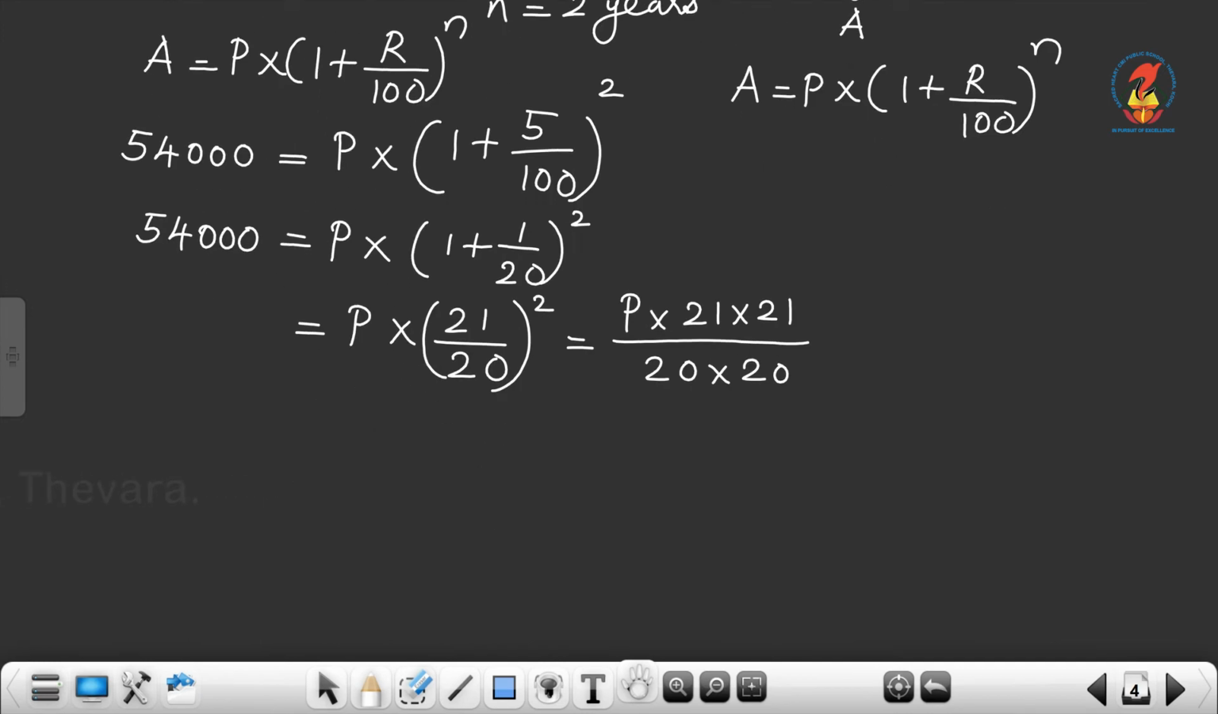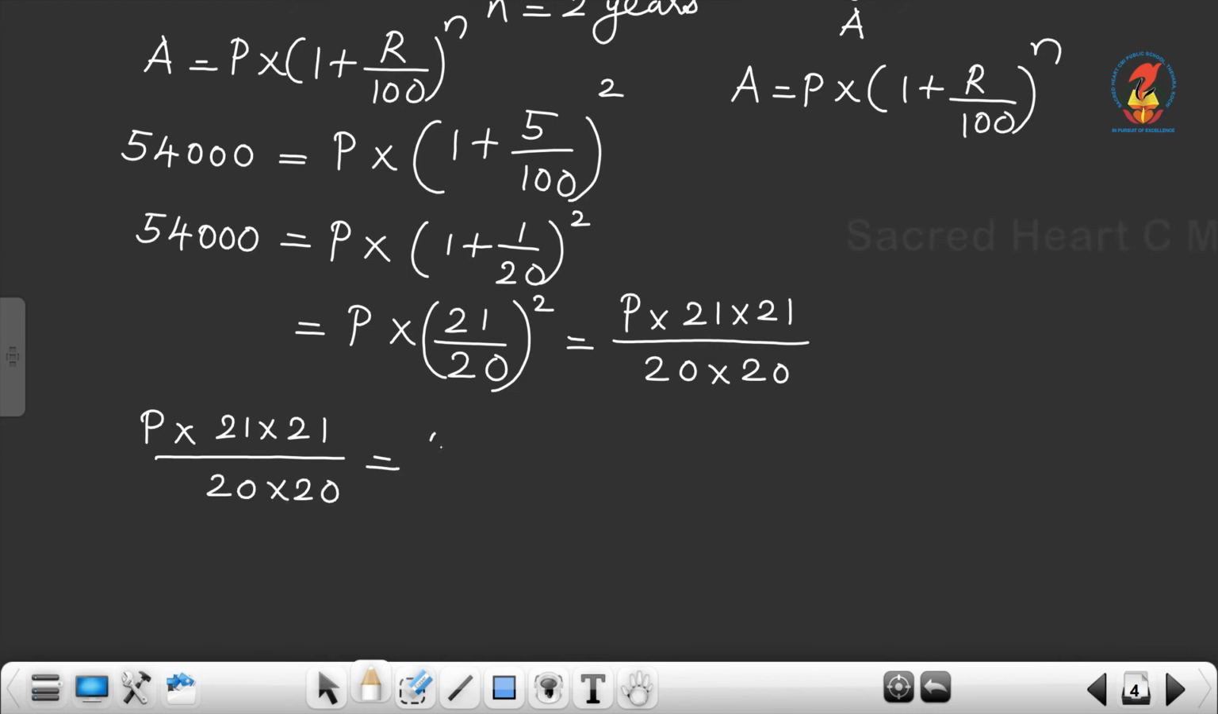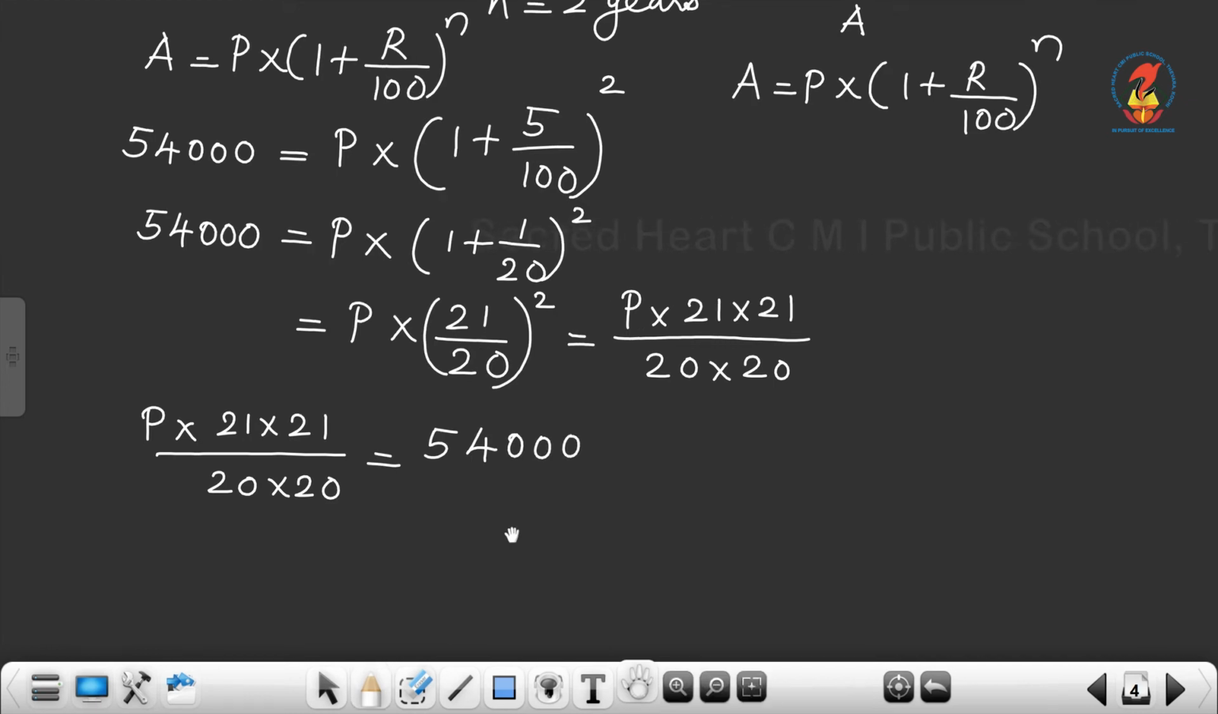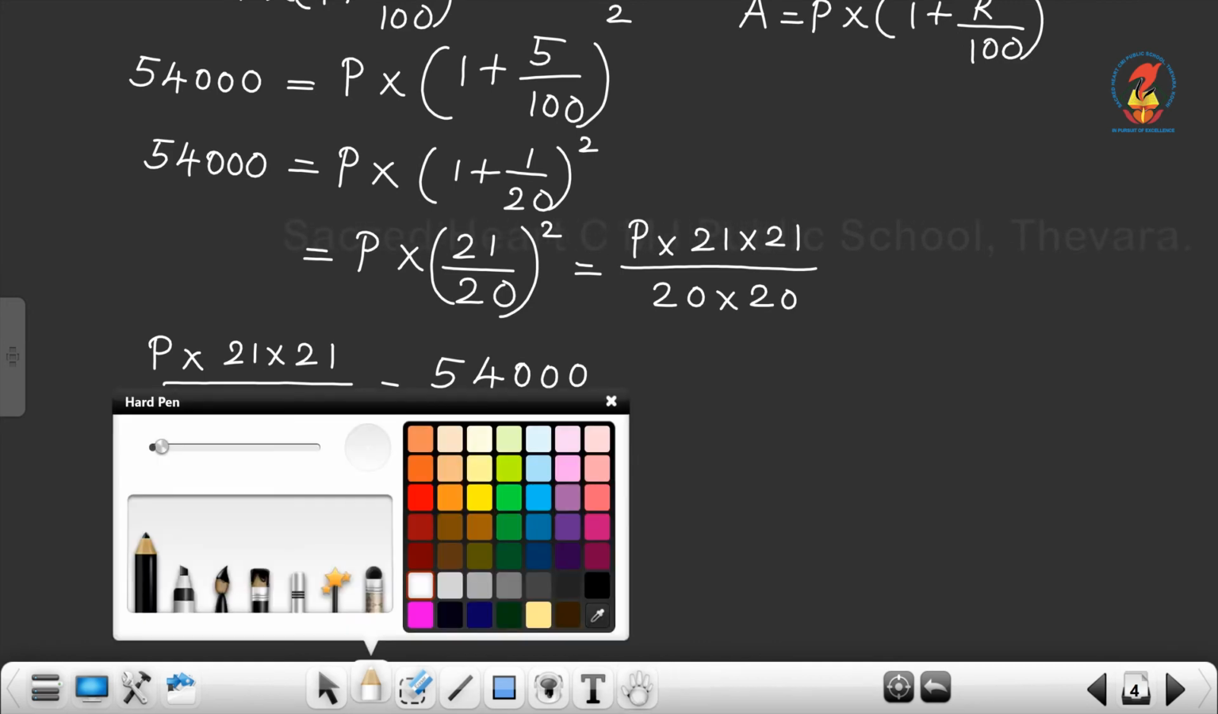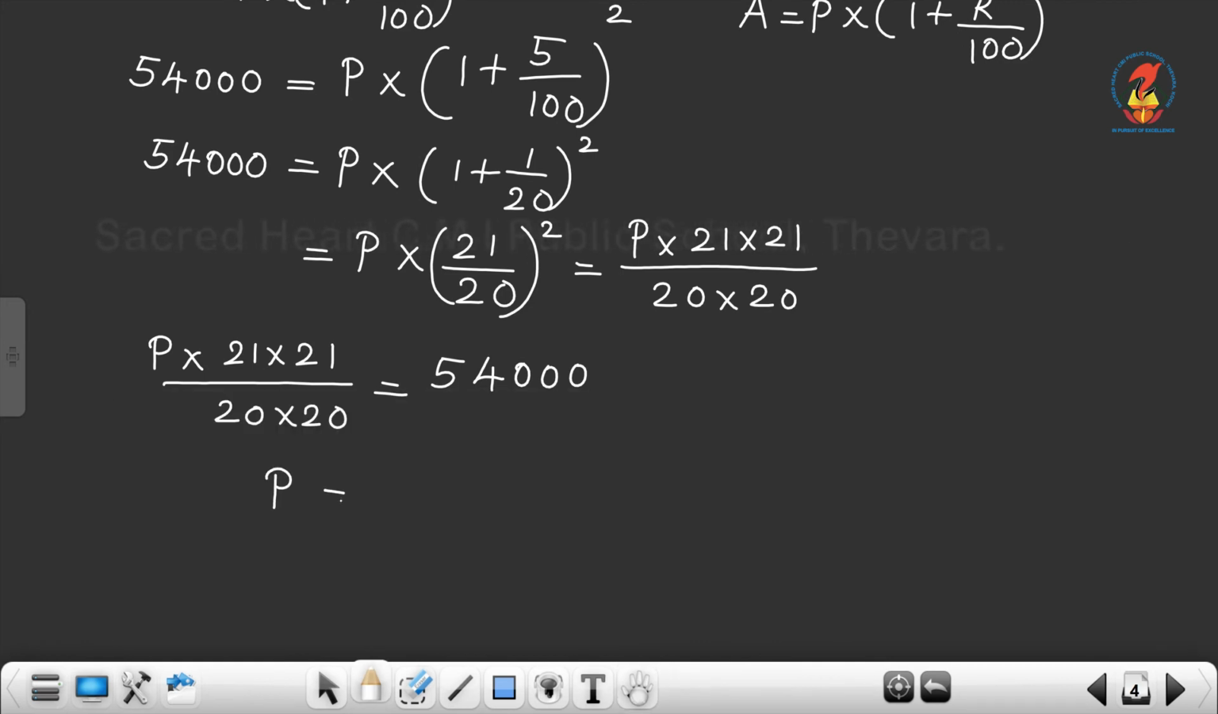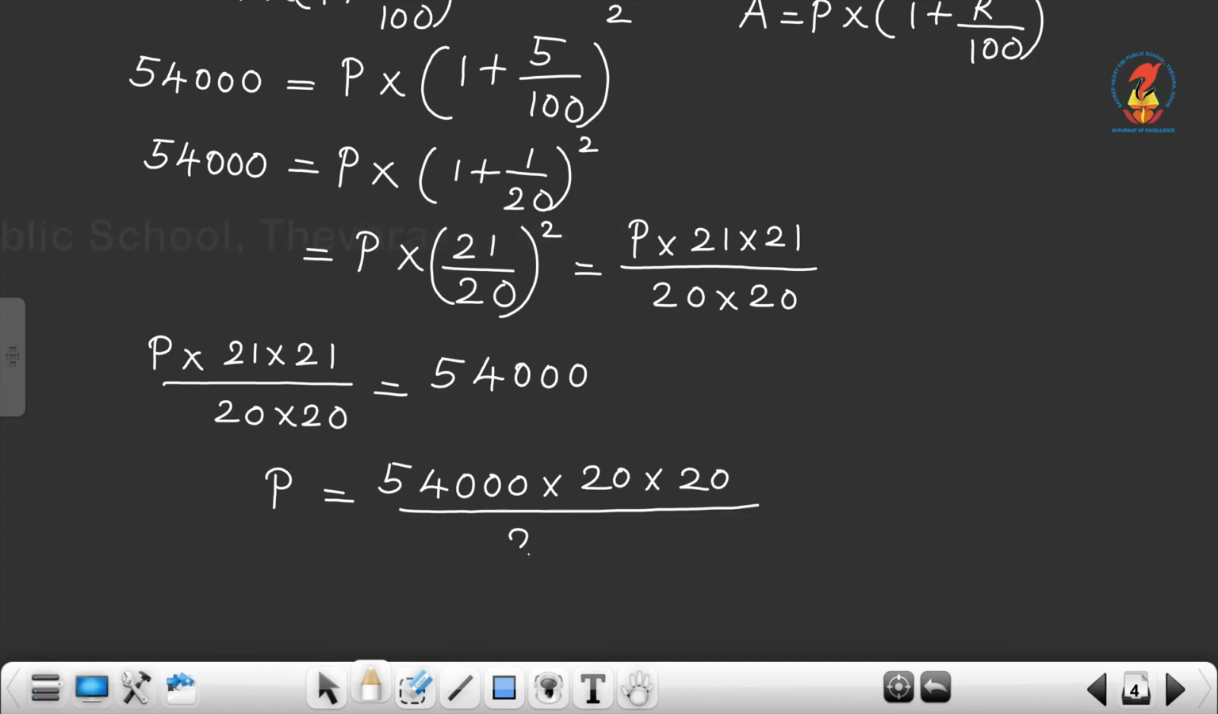Now we have to find out the value of P. So we will change the sides. So we can write it as P into 21 into 21 by 20 into 20 is equal to 54,000. Now we can do the cross multiplication. So we can write P is equal to 54,000 into 20 into 20 whole divided by 21 into 21.